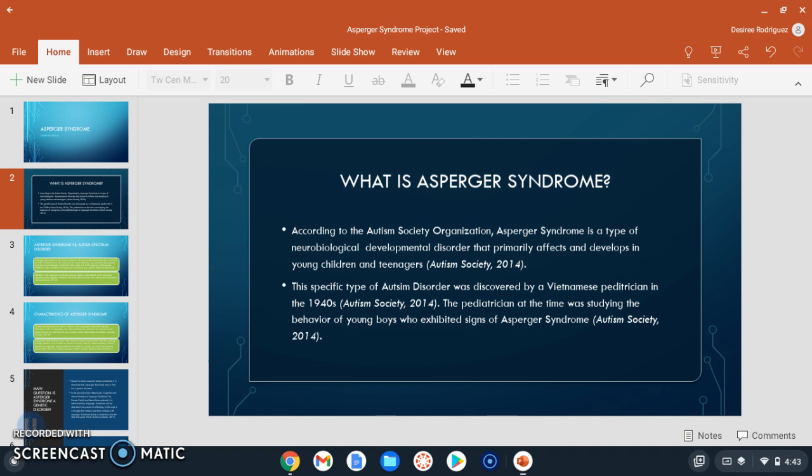According to the Autism Society Organization, it is a type of neurobiological developmental disorder that mostly affects and develops in young children and teenagers. This specific type of autism disorder was actually discovered by a Vietnamese pediatrician in the 1940s. The pediatrician at the time was actually studying the behavior of Asperger syndrome in young boys.